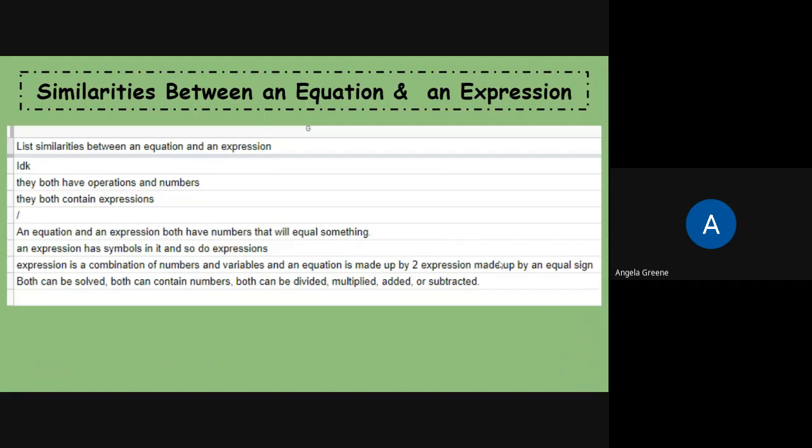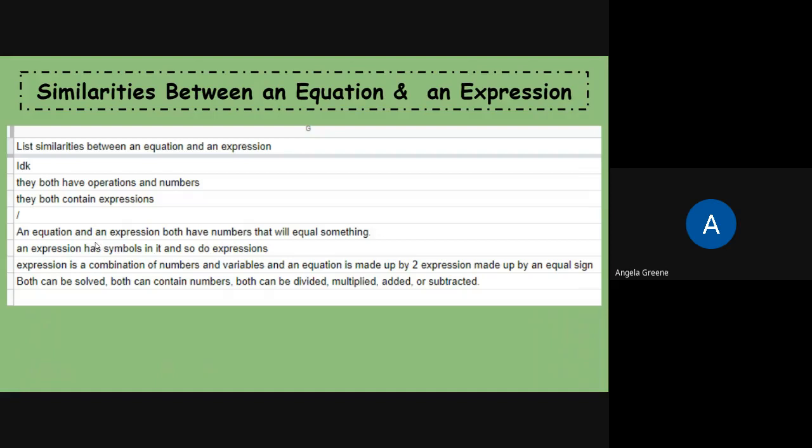So list the similarities between an equation and an expression. They both have operations and numbers, and that's very, very true. They both contain expressions. Well, you need an expression for an equation. An equation is an expression, both have numbers that will equal something. So again, you need an expression in order to define an equation.